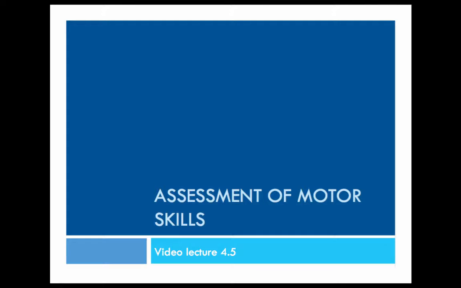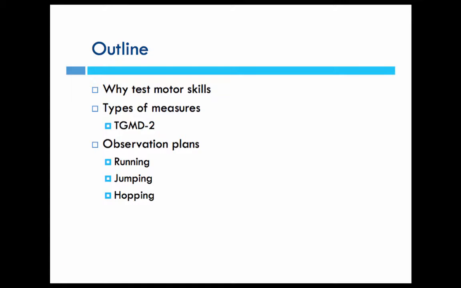This lecture outlines the assessment of motor skills and why it's important to be able to assess and understand a child's proficiency when completing the skills. We'll talk about why we need to test motor skills, the types of measures that are commonly used. Specifically, we'll be talking about the TGMD2, which is a test. We will then discuss observation plans, which we've discussed in our previous lectures as well.